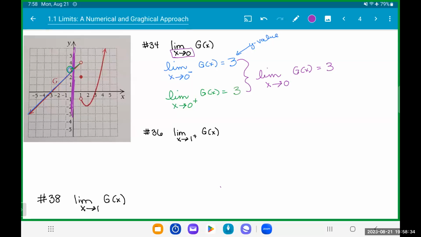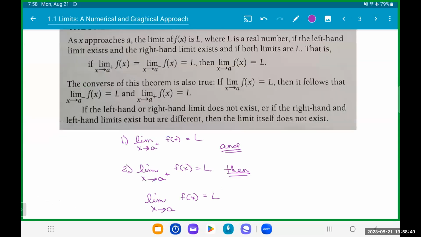Can you repeat that again? Yes. Because my limit from the left and my limit from the right are equal to each other, the overall limit is equal to that. So that goes back to this right here. If my limit from the left is 3 and my limit from the right is 3, then my limit is 3. Make sense?